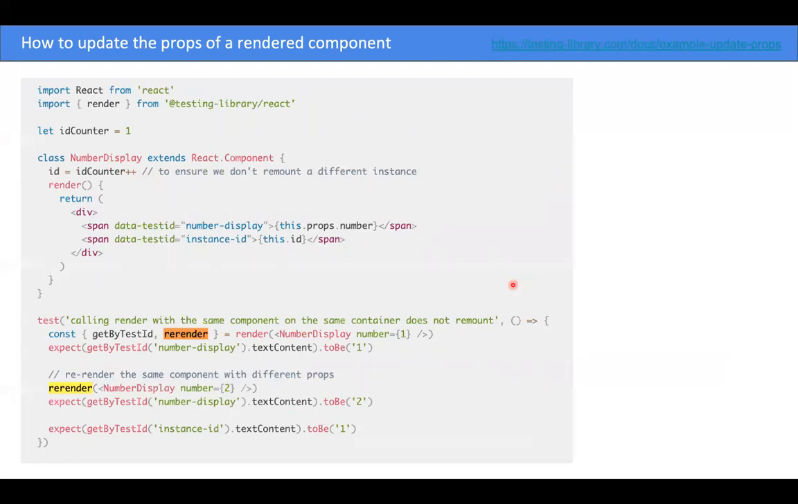How to update props of a rendered component? You use this function called rerender, which is also from the testing library. You render your component first with the prop that you want, you do your assertion, and then you can re-render the same component with a different prop, and then do other assertions.